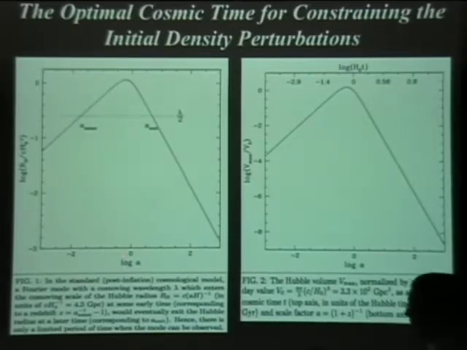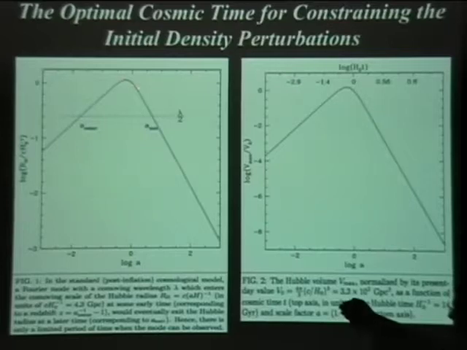And the present time is, of course, here at a equals 1, or the log of a equals 0. And that, coincidentally, is very close to the peak of the largest volume that we can probe, just because the cosmological constant is starting to take over now. And in the future, when the cosmological constant dominates, the comoving distance to the horizon actually shrinks. So we will see less and less, simply because the physical wavelengths will be stretched so much that they will exit from the horizon.